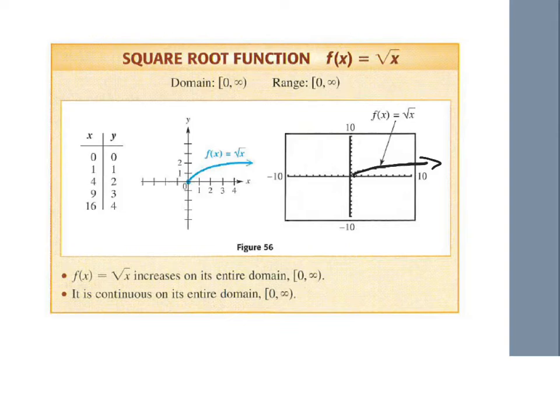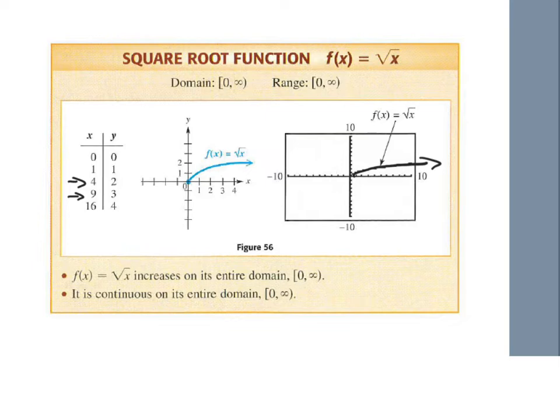Again, when you square root 4, you get 2. When you square root 9, you get 3. So it's creeping up very slowly. And again, this one has a restricted domain and range. Again, it's only positive values. So from 0 to infinity for both the range and the domain.